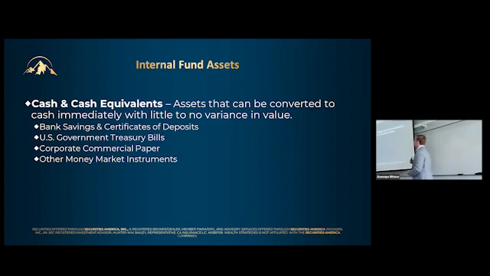Oftentimes funds will not be very heavily into cash and cash equivalents, but sometimes they'll be maybe 0.5% or 1% in cash and cash equivalents. When you have a fund that's trying to track the index, it might be 99% in the index but 1% in cash, just in case it needs to redeem something out of the fund, so there might be a little bit of difference in terms of cash.